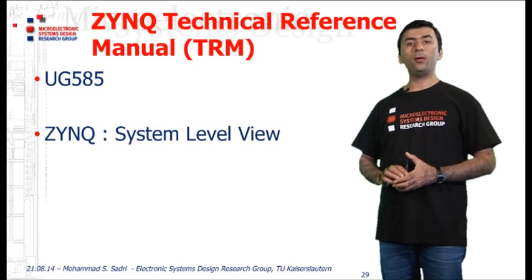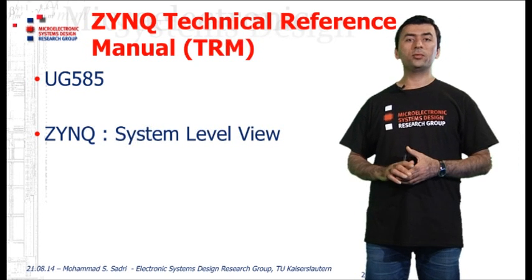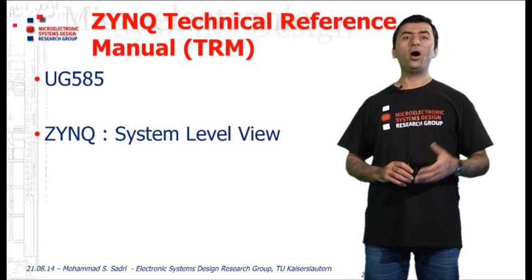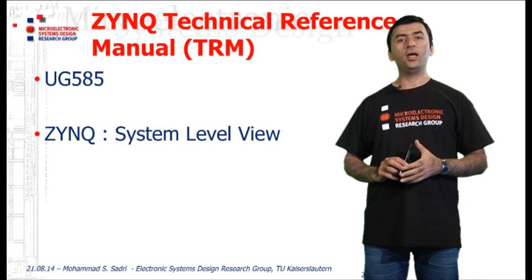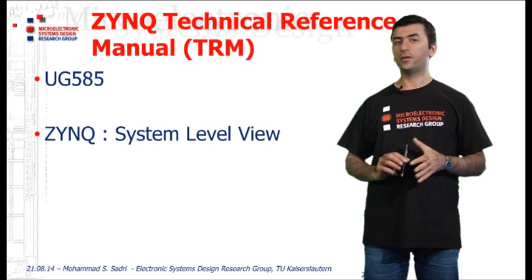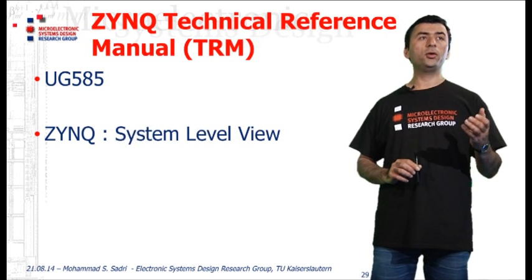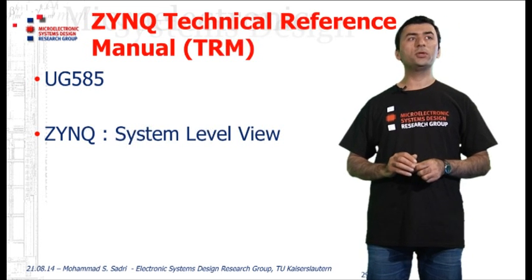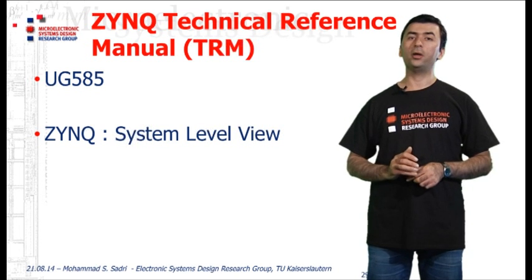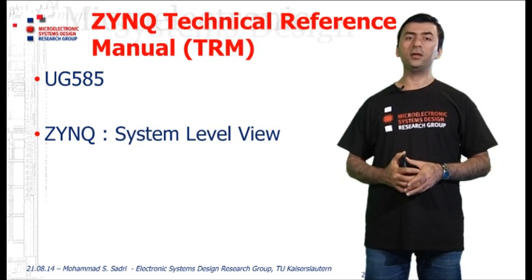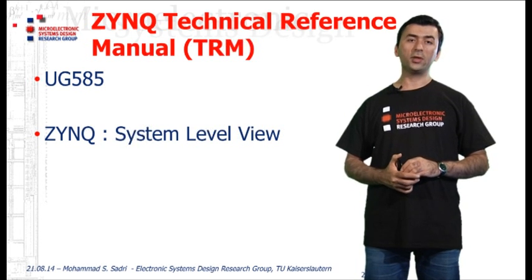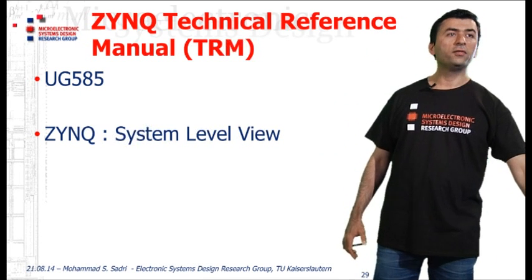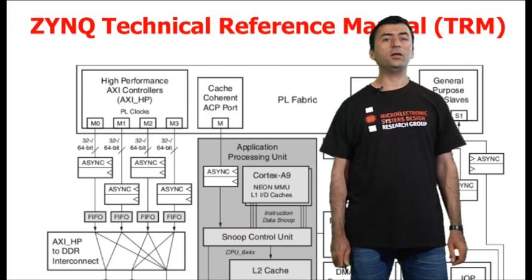Okay, now I want to have a more detailed look at the internal architecture of the PS, and how each of these AXI plugs is connected to the rest of the components inside the PS. For this purpose, I use the ZYNQ Technical Reference Manual document, which is coded as UG 585 on the Xilinx website, and you can download it very easily. Indeed, it is the most complete reference for the Xilinx ZYNQ and the ZYNQ architecture.